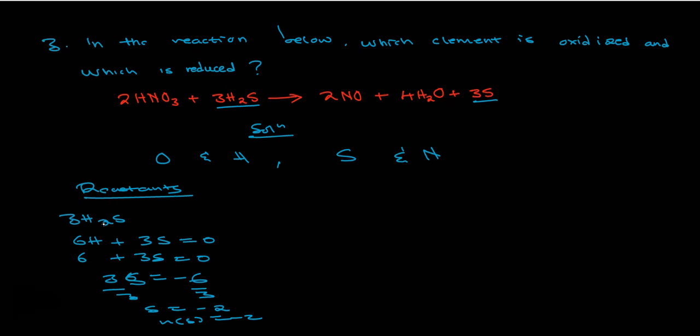What about the product side? It is in its elemental form. When an element is in its atomic state, its oxidation number is actually 0. So to the product side, the oxidation number for sulfur is 0. So we can see from negative to 0, meaning negative is smaller than 0, meaning sulfur is oxidized.